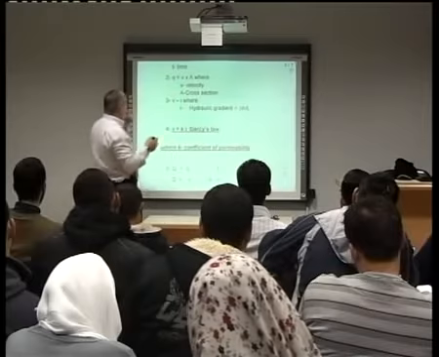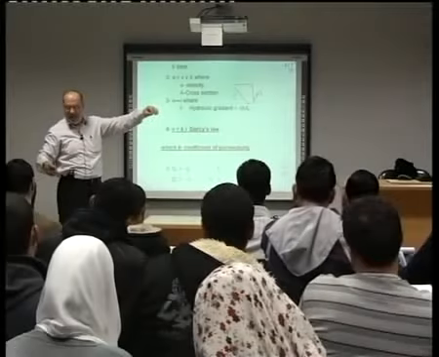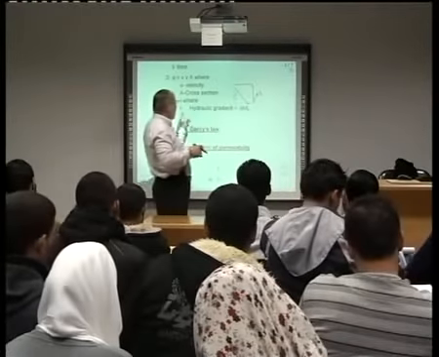The slope. That's why we said V is proportional to i. V proportional to i means when i is greater, V is greater. When i is smaller, V is smaller. V is proportional to i. We call i the hydraulic gradient. What is hydraulic gradient? It's delta H divided by L. So we are talking about the slope, right? The elevation difference divided by the length. Delta H over L. So this is hydraulic gradient.